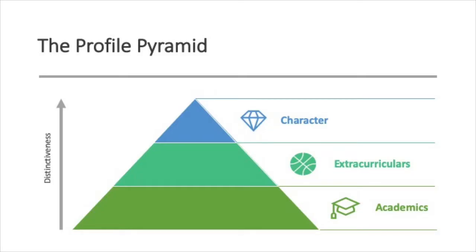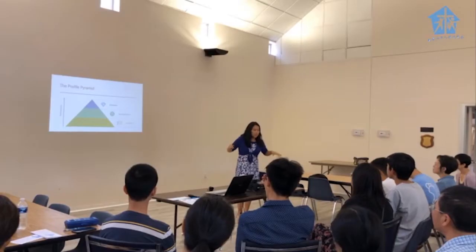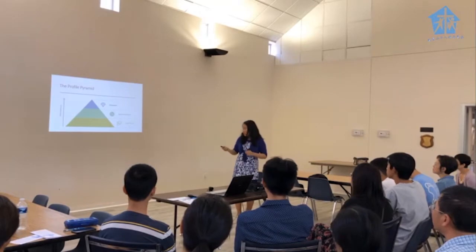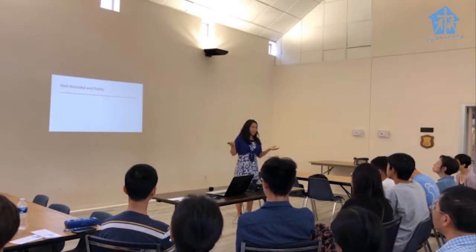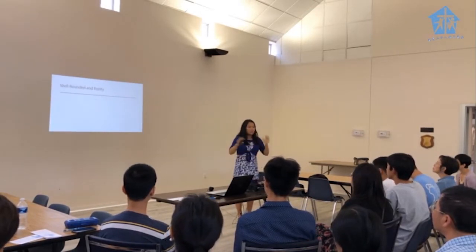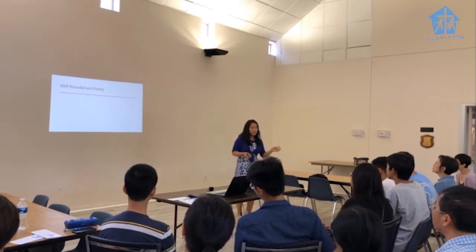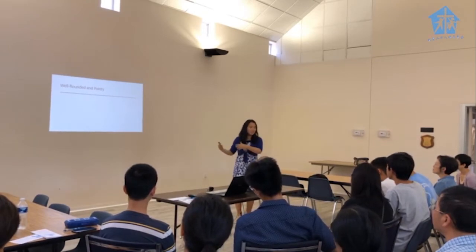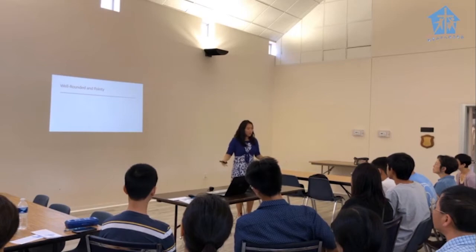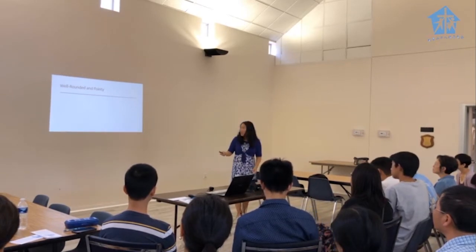Another thing of note, as you go from academics to extracurriculars to character, you become a little bit more pointy, right? So you guys have heard of the word well-rounded. You do a little bit of everything, like some English classes, some math classes, some science classes, and you can have a well-rounded education, a solid base.